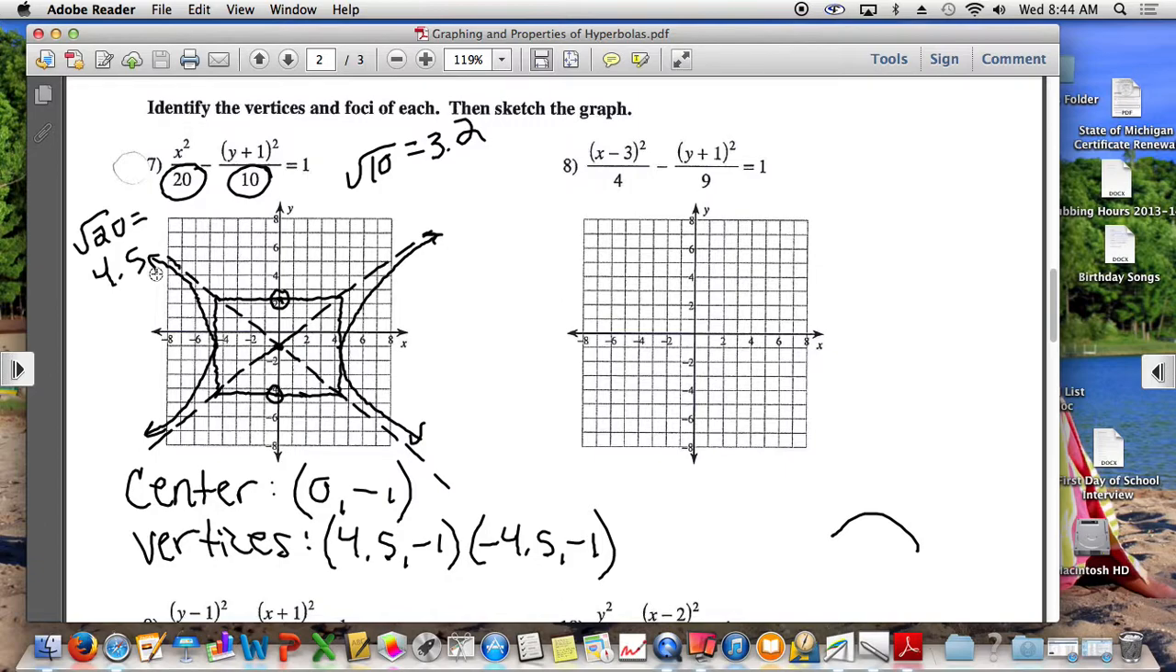It's 3.2, that's what you said. That's not a big deal. Two of the points you had to find anyway because they were the vertices. It's one extra step. You have to find the square root of the other denominator, and you go up and down in that direction. That's what your hyperbola looks like. We have not found one thing. What thing have we not found yet? We have not found the foci.